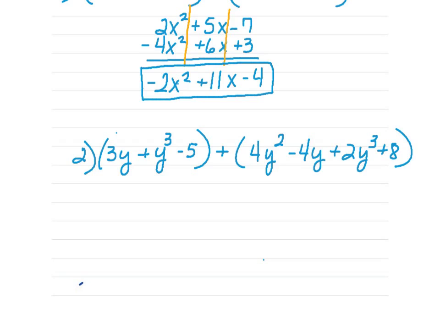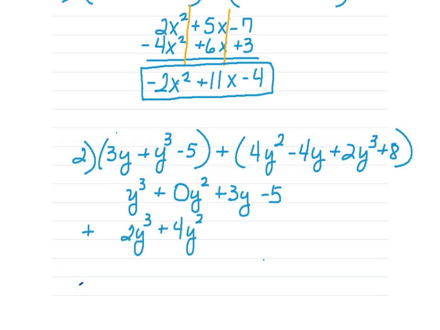So let's set it up vertically. Let me show you how. We have y cubed plus 0y squared plus 3y minus 5. And to that, we're going to add 2y cubed plus 4y squared minus 4y plus 8. Notice again, the y cubed terms are aligned, the y squared terms are aligned, the y terms are aligned, and the constants are aligned.